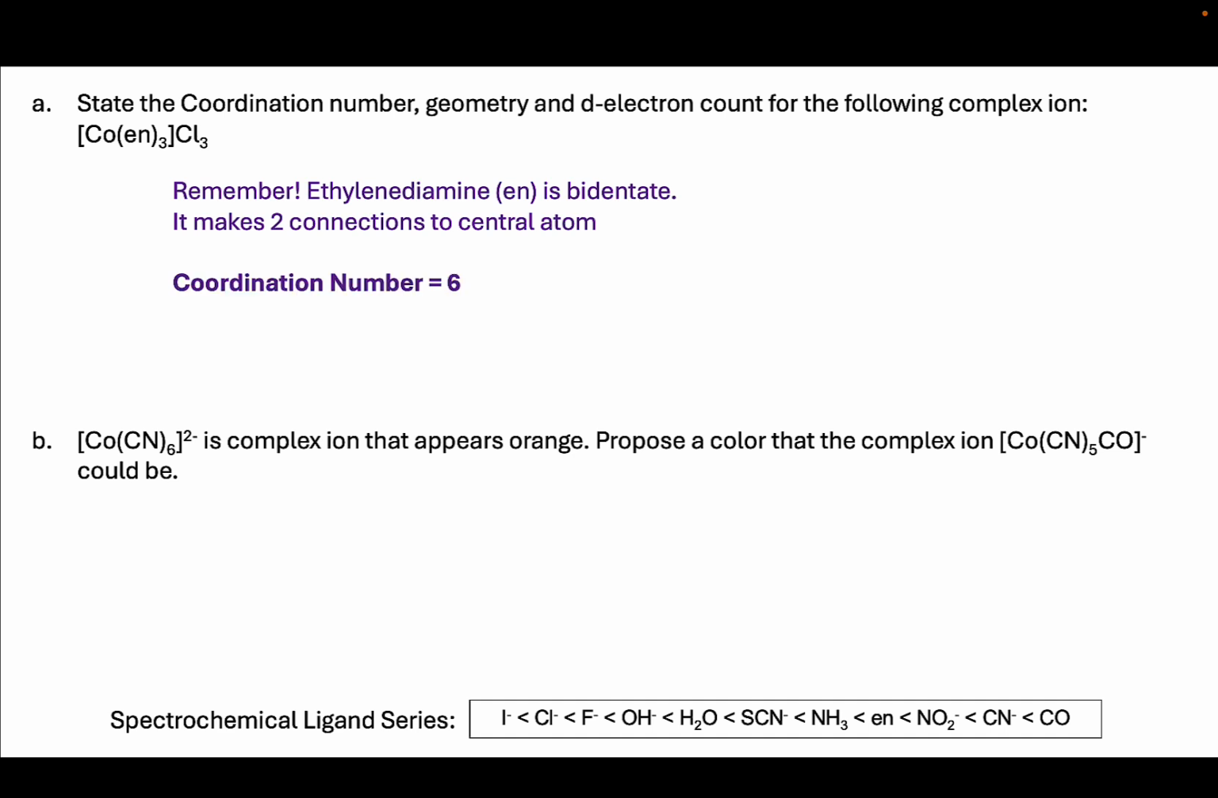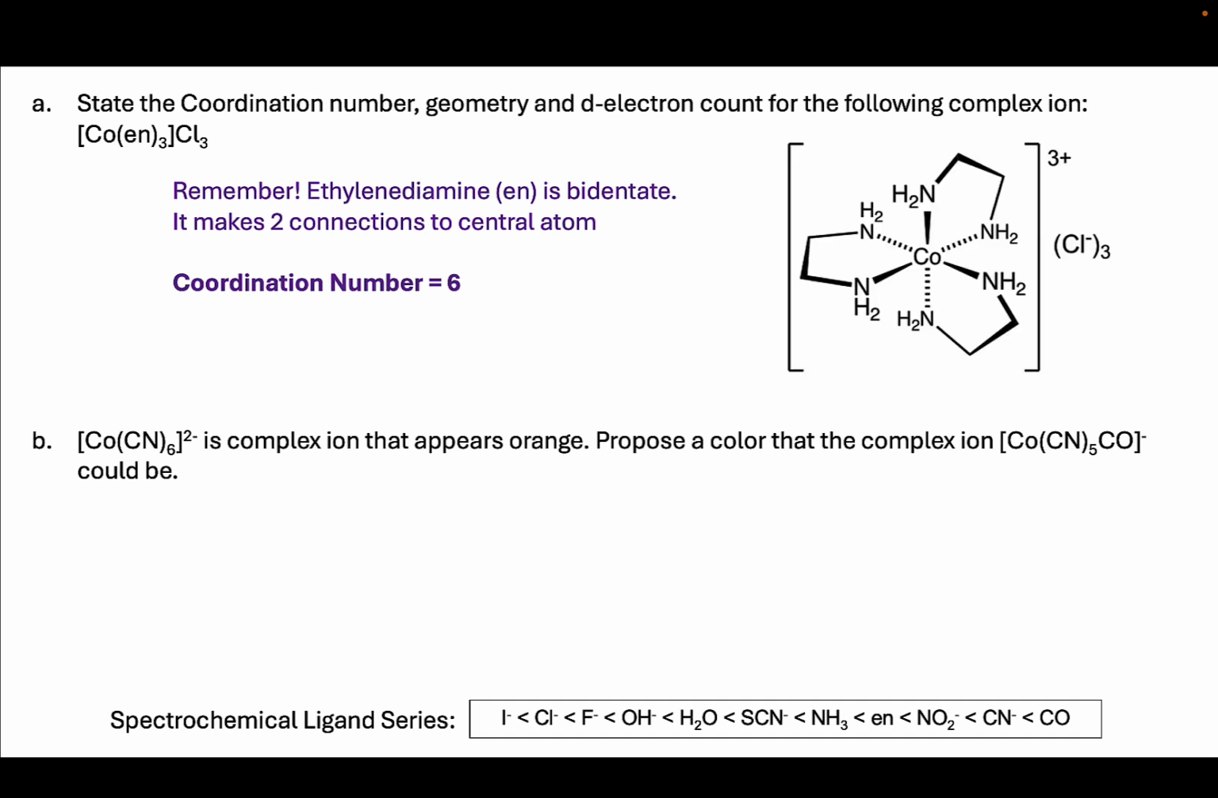And because of this, there are three ethylene diamines within the complex ion. That's the part that's in brackets. And therefore the coordination number is 6. And if we want to draw it out, it's going to look something like this. So ethylene diamine is this structure.